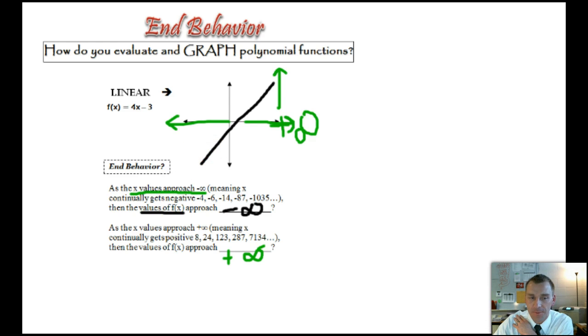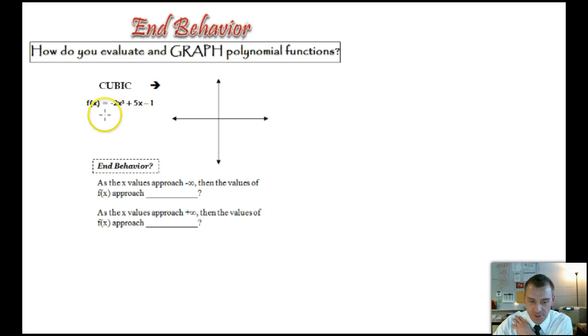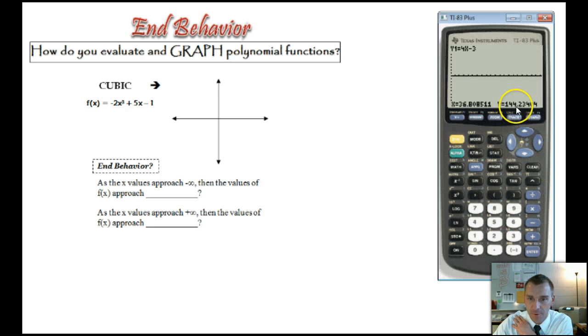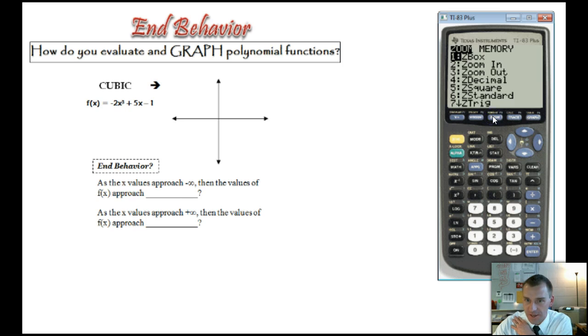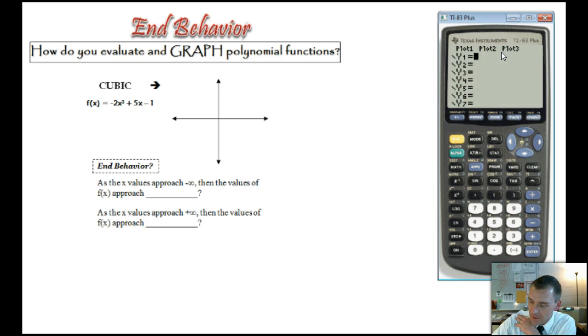Now let me scoot down here and show you this cubic function. Well, let me first of all graph it up here for you. Let me go to zoom 6. I'm going to change this completely. Let me graph this guy for you. I'll make it negative 2x to the third power plus 5x minus 1. Now I'm going to graph this. Now you know it's a cubic, so you should know what it should look like.